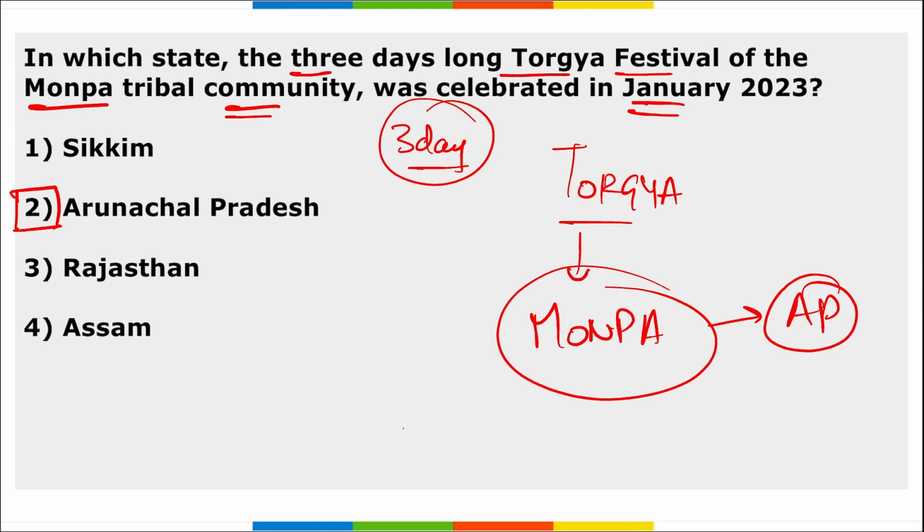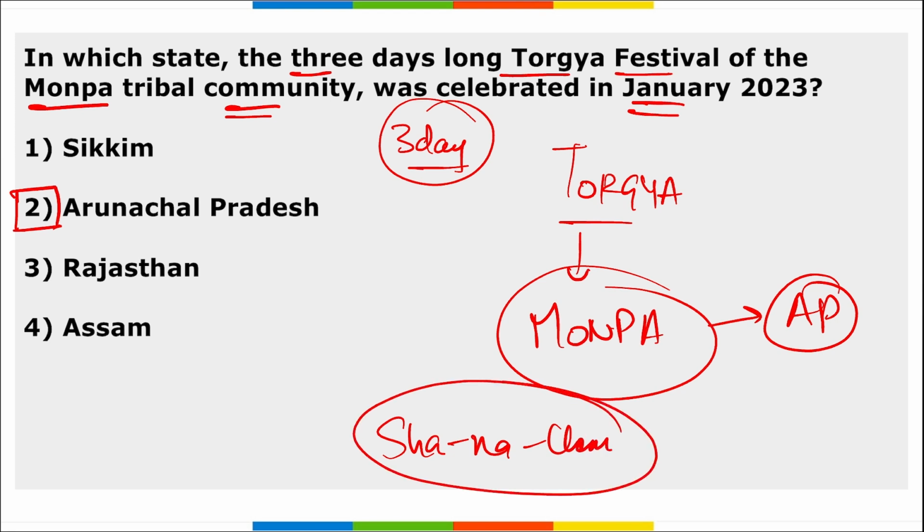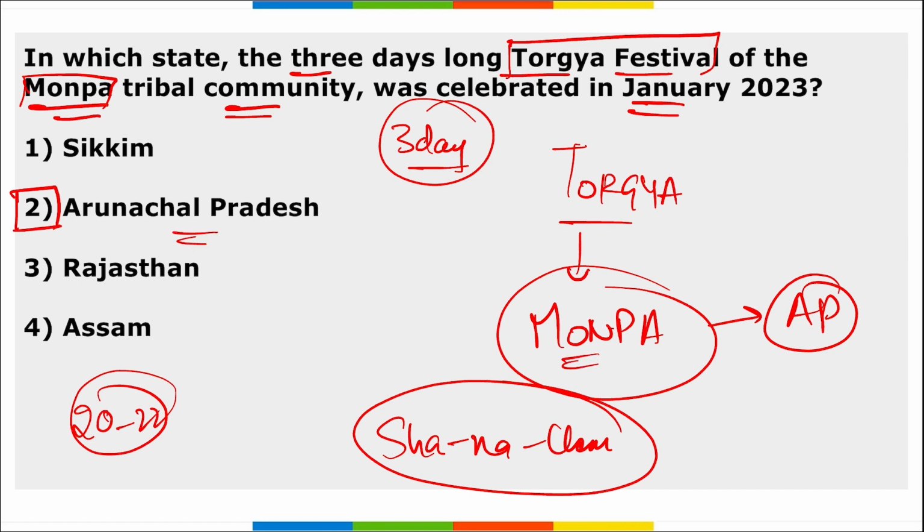The main attraction of this festival is the Shana Cham, the ritual dance that is performed by this particular tribe. The festival starts on the 28th day of the 11th lunar month, and in the year 2023 it was celebrated from 20 to 22nd of January, right? So the important thing you need to remember: this Torga festival is celebrated by the Monpa Tribal Community. And where is it? It is in Arunachal Pradesh.